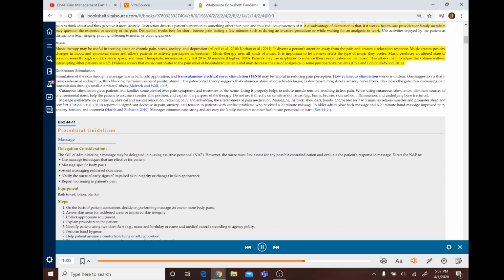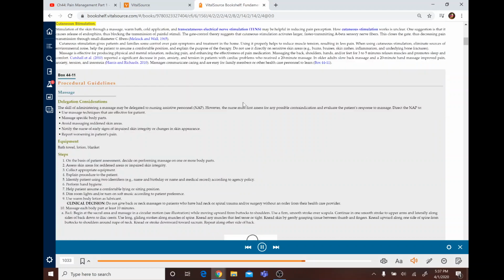Music produces an altered state of consciousness through sound, silence, space, and time. Therapeutic sessions usually last 20 to 30 minutes (Hughes, 2008). Patients may use earphones to enhance their concentration on the music. This allows them to adjust the volume without interrupting other patients or staff. Evidence shows that music contributes to the pain relief of hospitalized patients and may decrease the use of analgesics in some postoperative patients (Cole and LoBiondo-Wood, 2014).